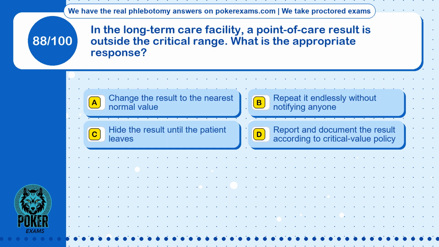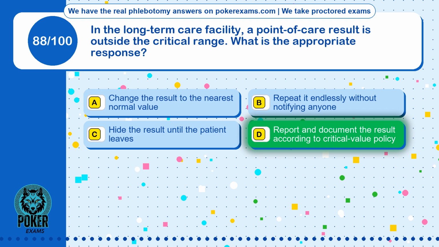Question 88. In the long-term care facility, a point-of-care result is outside the critical range. What is the appropriate response? Option A. Change the result to the nearest normal value. Option B. Repeat it endlessly without notifying anyone. Option C. Hide the result until the patient leaves. Option D. Report and document the result according to critical value policy.